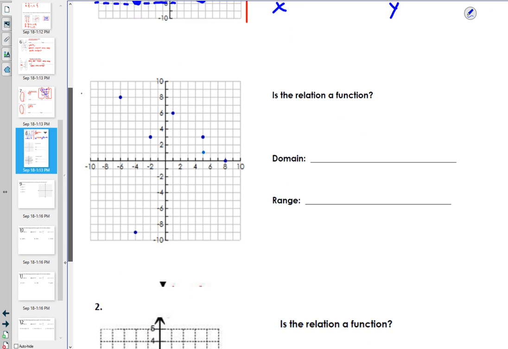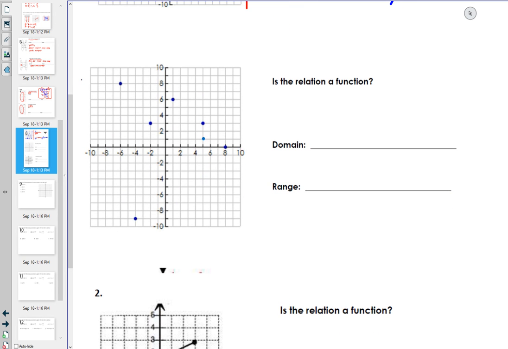Okay. Let's go to this next one. Let's first answer, is this a function? If I do a vertical line test, that is not a function. Fail.